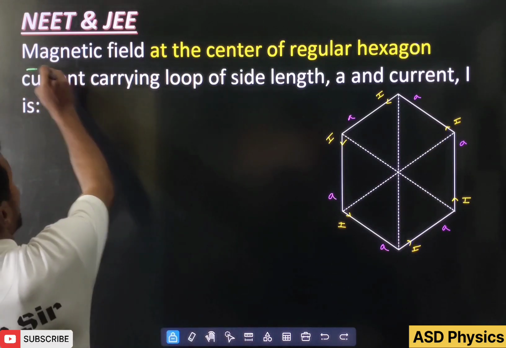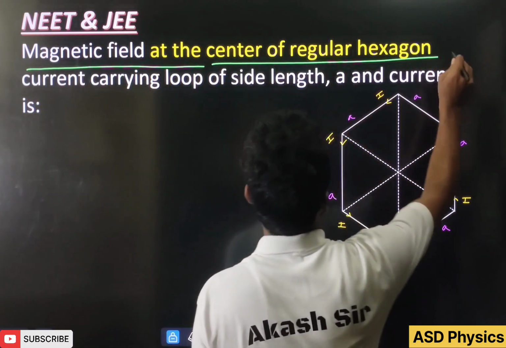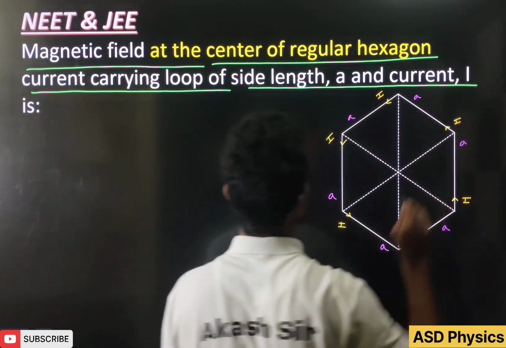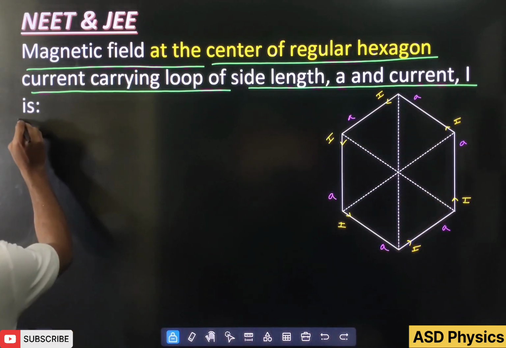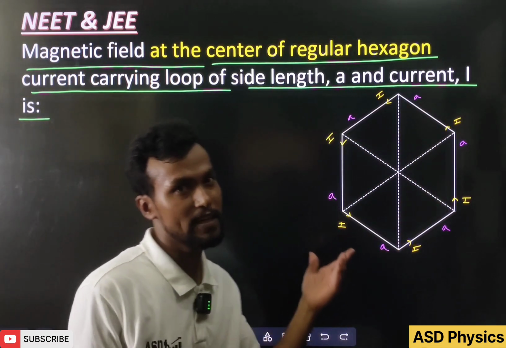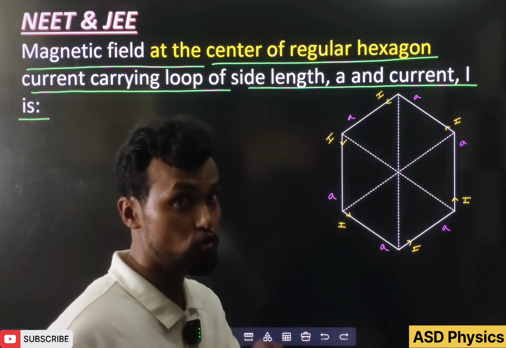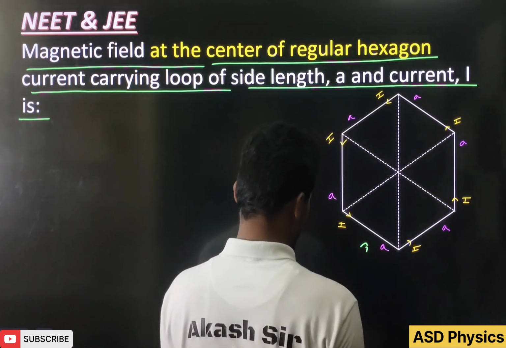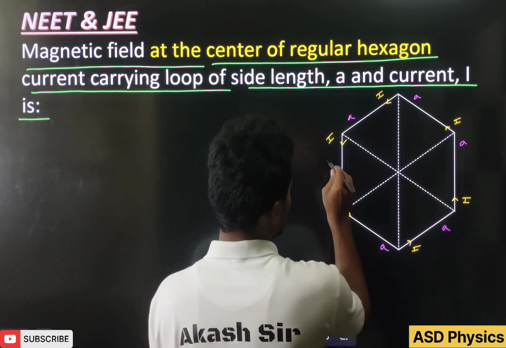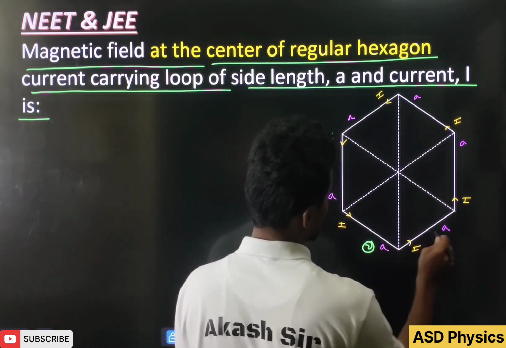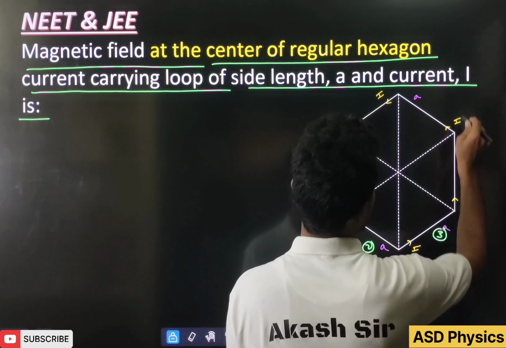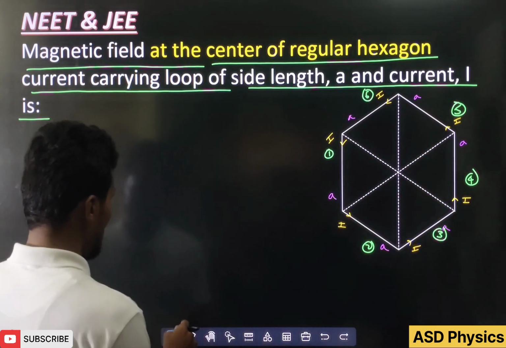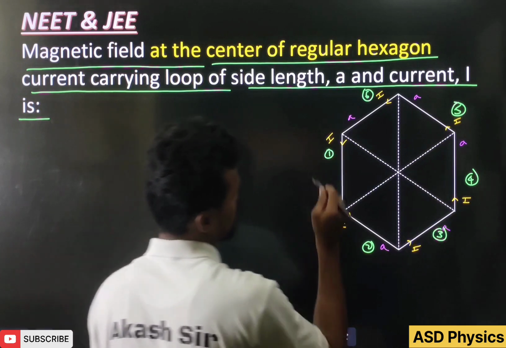Okay. So see, what is the magnetic field at the center of a regular hexagon, current carrying loop of side length a and current I? Here I did not write the options, but that answer also you should remember. So see here students, how many sections will be there? I will make section 1, section 2, section 3, section 4, section 5, section 6, like this. Now which section is easy? Anyhow this section I am going to take here.